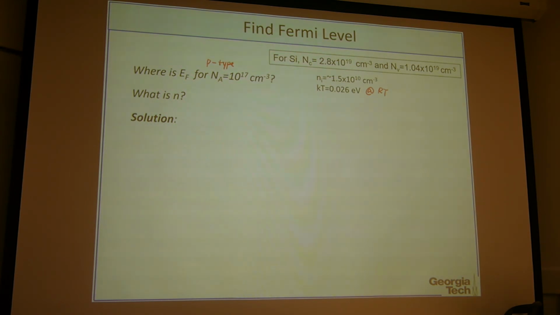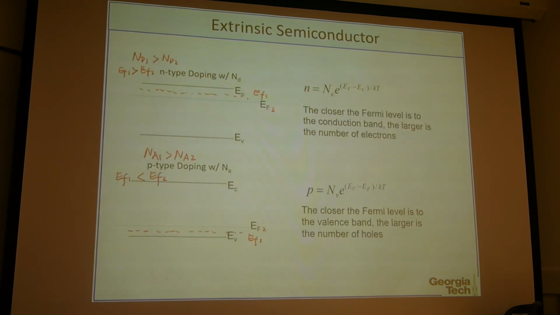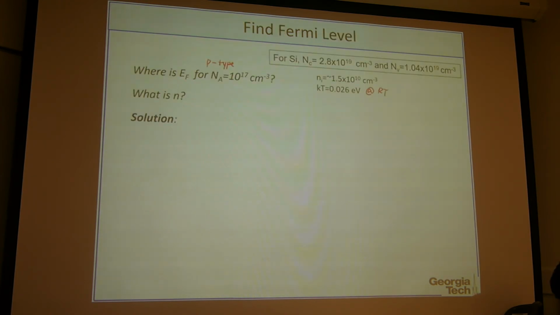So typically you'll be asked to draw a band diagram, and then you need to label where the EF is quantitatively. That means you are going to give a number, let's say how much distance, in terms of electron volts, between your EF and the EC or EV. So that's the question here. So how do we do this? Any ideas?